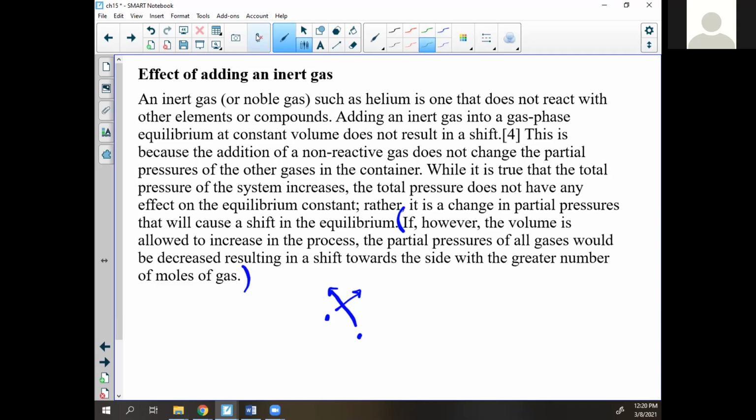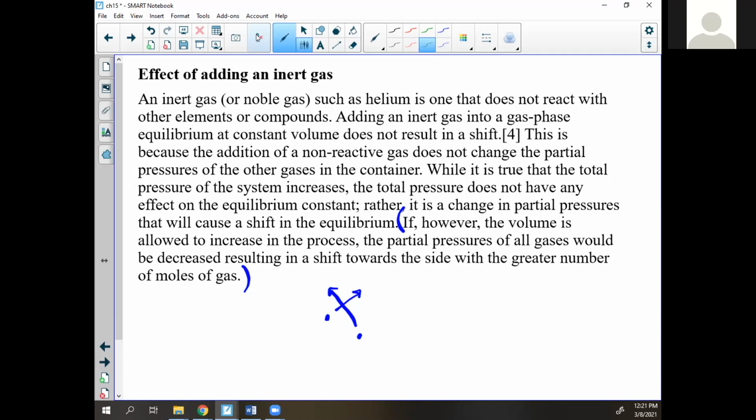This is because the addition of a non-reactive gas does not change the partial pressures of the other gases in the container. It can increase the total pressure, but not the partial pressure. While it is true that the total pressure of the system increases, the total pressure does not have any effect on the equilibrium constant. Rather, it is a change in partial pressures that will shift the equilibrium.